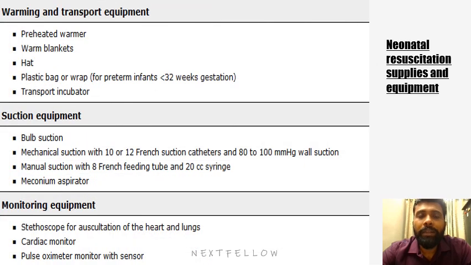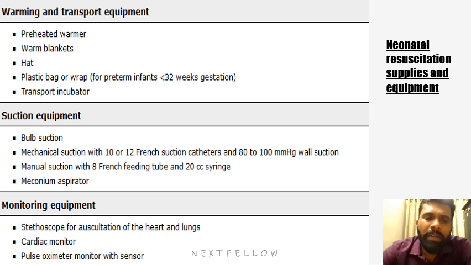Now, these are the neonatal resuscitation supplies and equipment that we need should a need for resuscitation come around. The warming and transport equipment, suction equipment and monitoring equipment. These three equipments we most often use even if there is no need for a proper resuscitation. There needs to be a preheated warmer with warm blankets, baby hat if available, a plastic bag or wrap for very preterm infants less than 32 weeks of gestation for preventing hypothermia, and a transport incubator also, especially for preterms only.